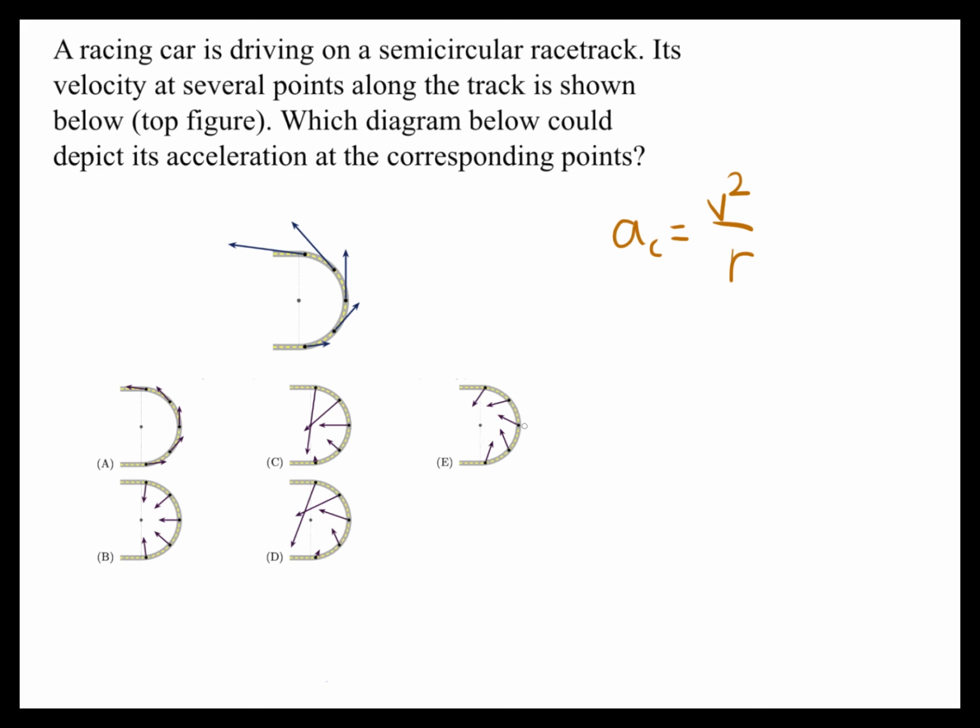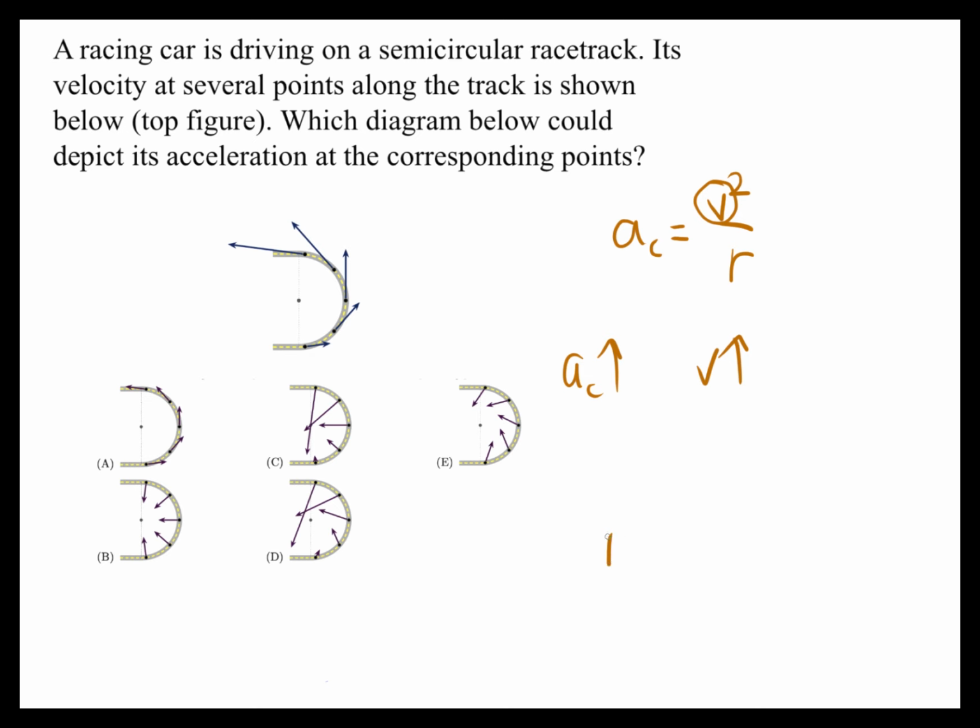But if we look at this equation, we'll notice that the centripetal acceleration is proportional to the square of the velocity, which means that as the tangential velocity increases, the centripetal acceleration must also increase to keep it moving in the circle. The radius is constant, but the velocity of the car is increasing, so the acceleration must also be increasing.